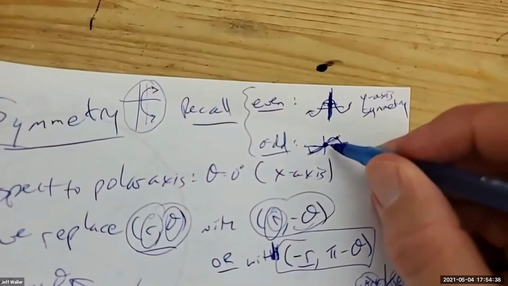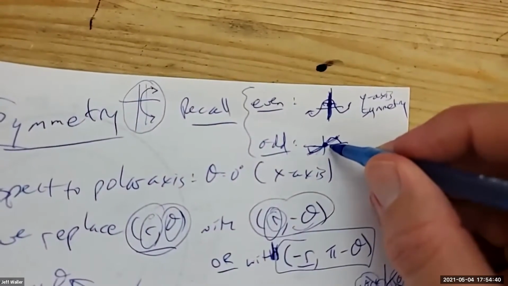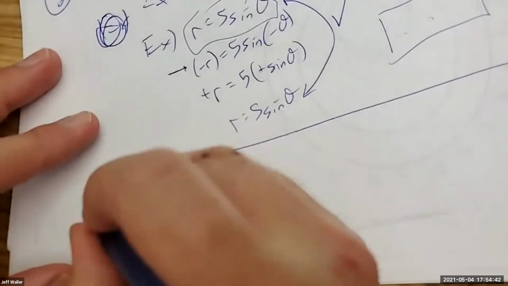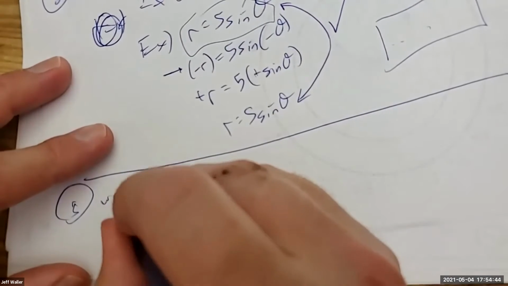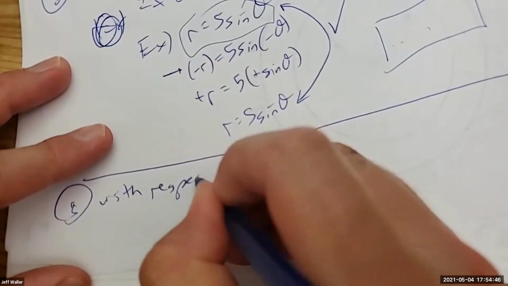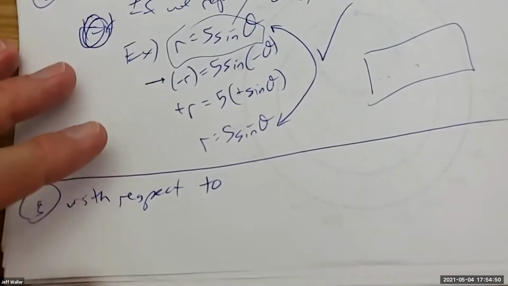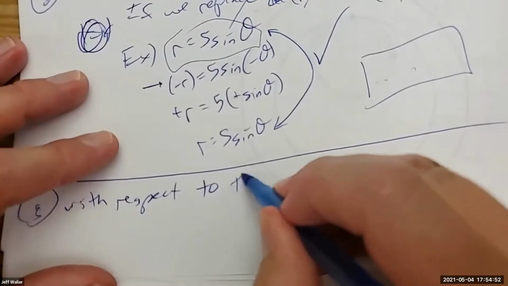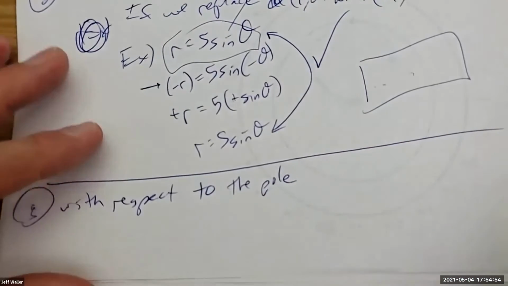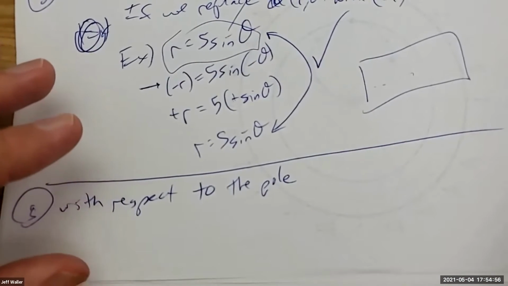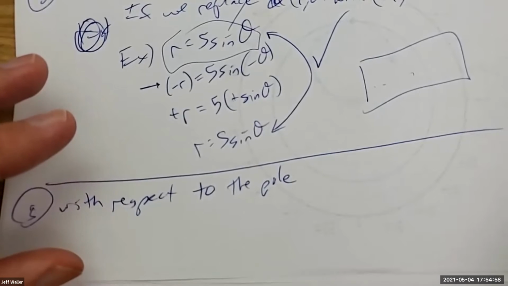What was odd symmetry? Odd symmetry with respect to the origin, right? So there is one like that, with respect to the origin. And the nice thing is we give the origin a nifty name. We just call it the pole.